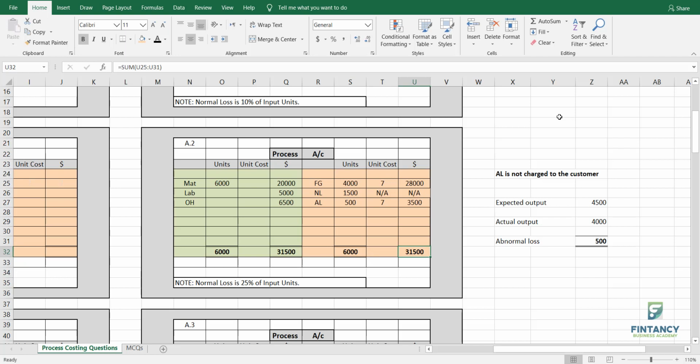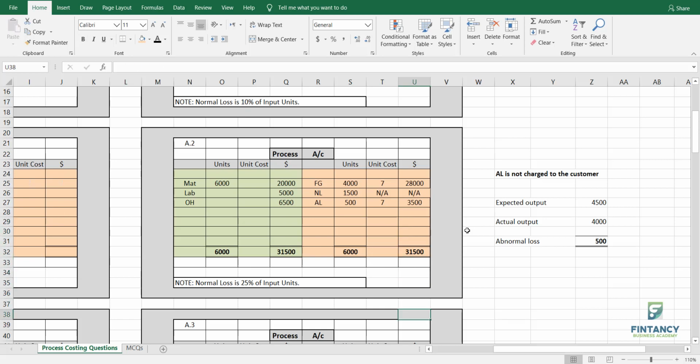Okay, so what is the answer for this question? They can ask you how much is the unit cost. Answer is 7. They can ask you how much is the cost of finished goods: 28,000. They can ask you how many abnormal loss units: 500. They can ask you how much is the amount you will charge to P&L relating to abnormal loss. So you will say $3,500. Okay, everyone? I hope it's clear to everyone.